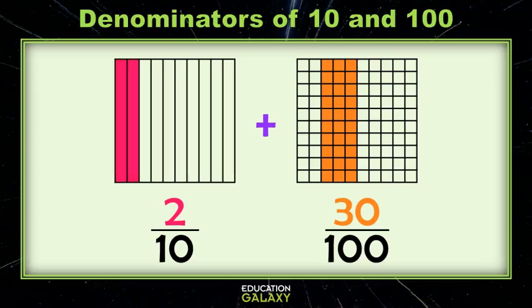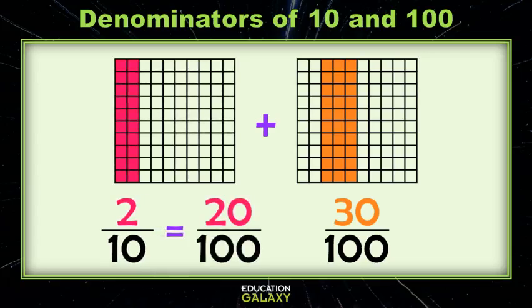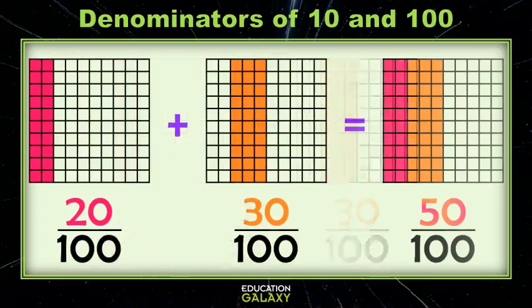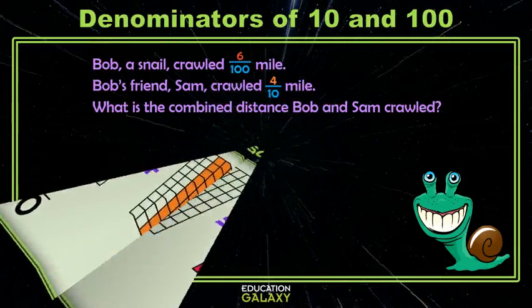In this case, if I want that 10 to look like that 100, I'm going to need to multiply it by 10. And if I do it to the denominator, I do it to the numerator. So my 2 tens magically becomes 20 hundredths. Now this is something we recognize, and this is something we know how to add. No big deal. Let's try an example.